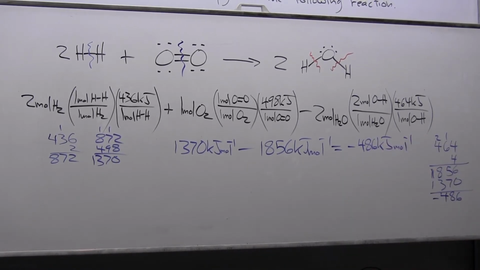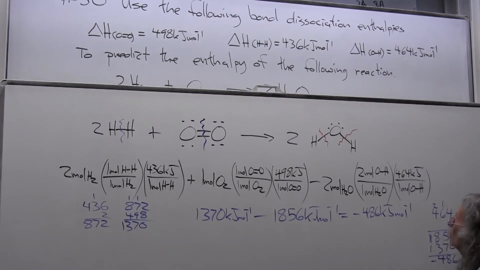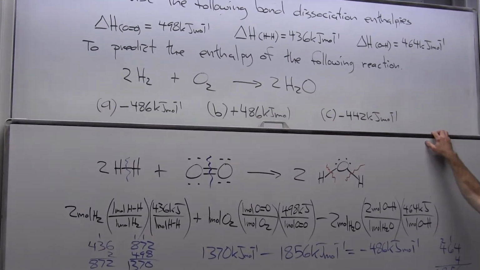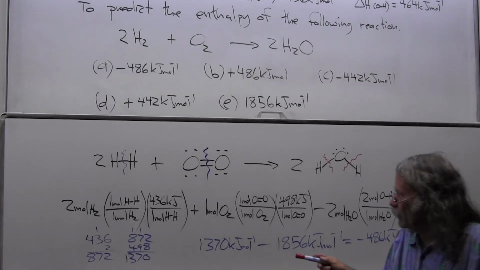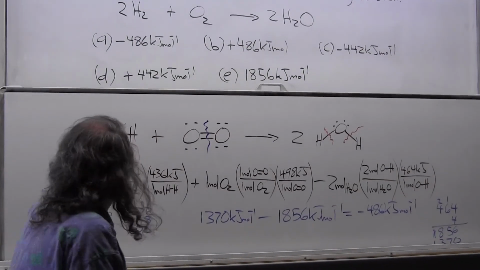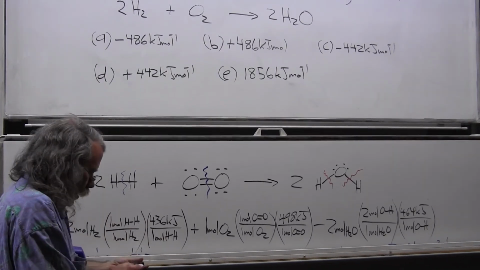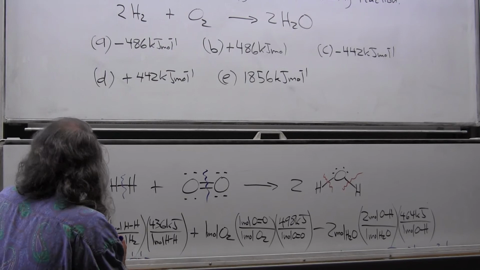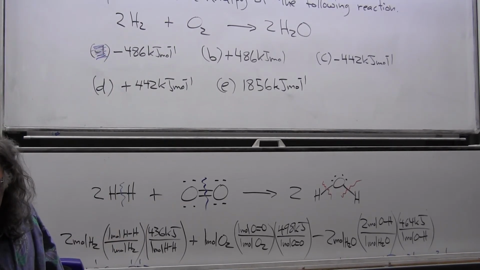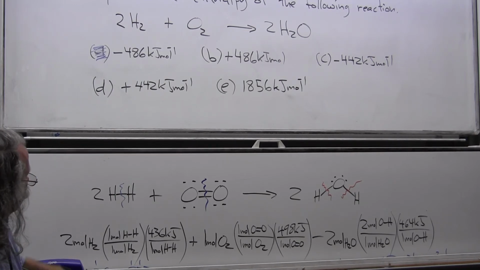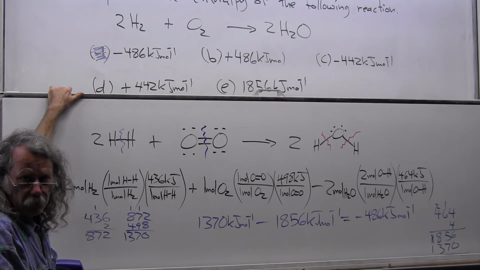So now on my scratch paper I've worked it all out, which option is minus 486? Well, it turns out to be option A. So I would, on my Scantron, fill in the bubble for A. So it's simply filling in the bubble on the test. This is what you're going to be doing on the scratch paper.